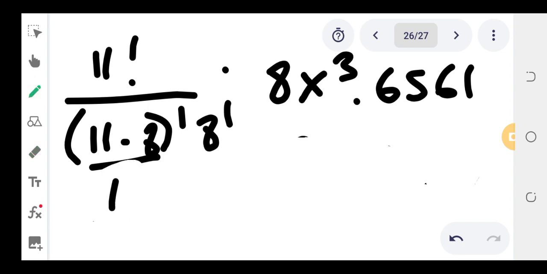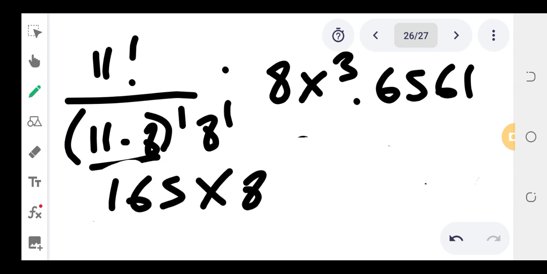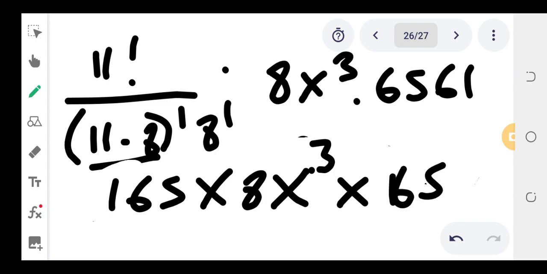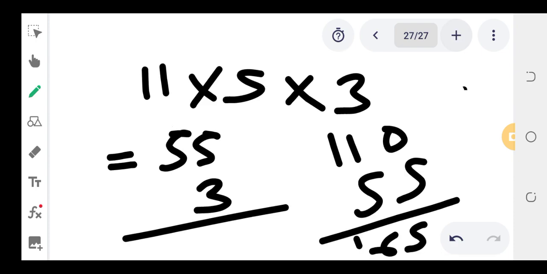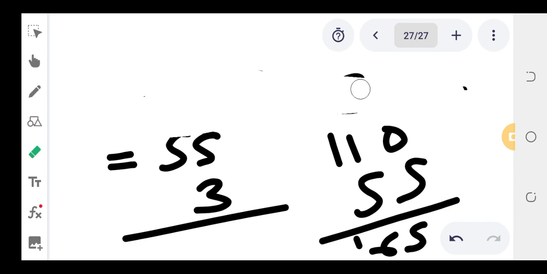So I have got 165 there times 8x to the power 3 times 6,561. So all of this will be equal to, what is 165 times 8? Let me grab this. What is 165 times 8?